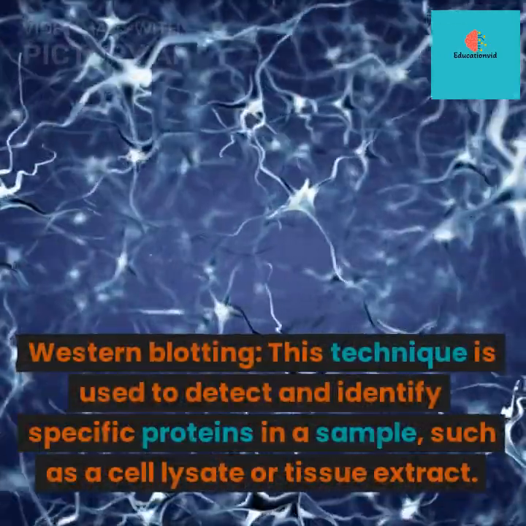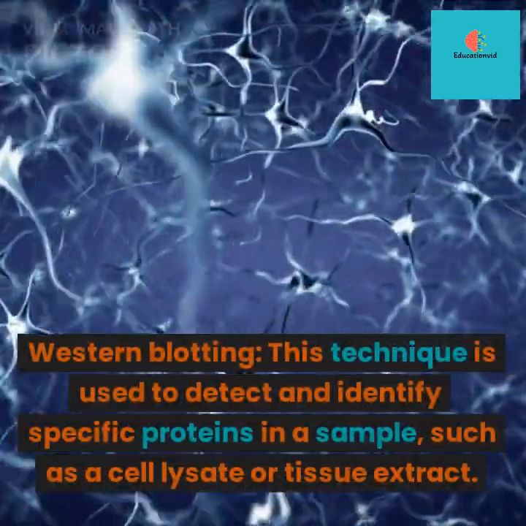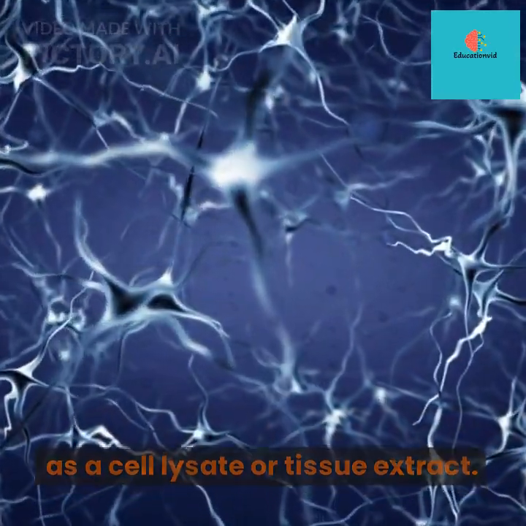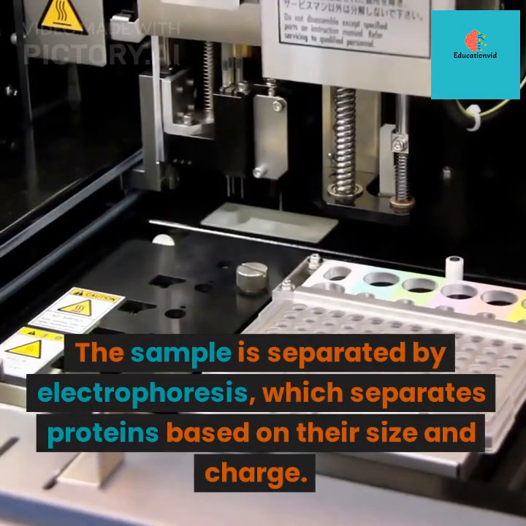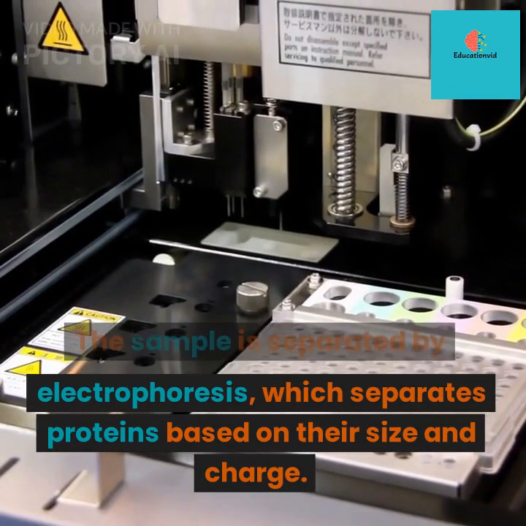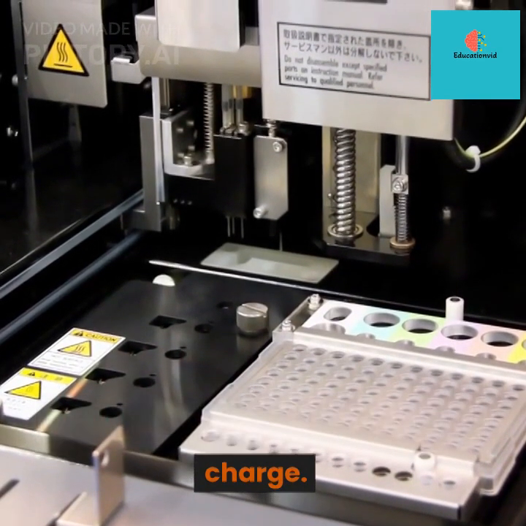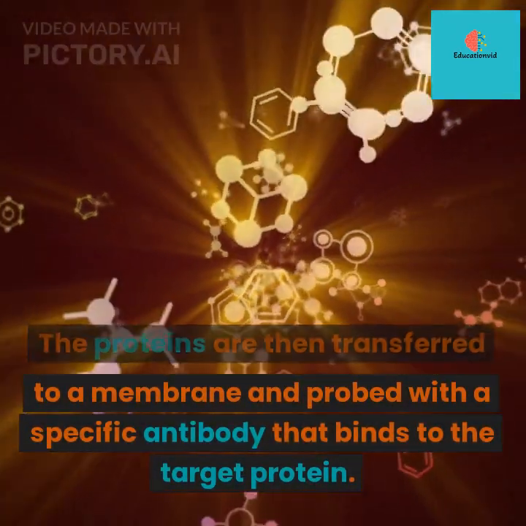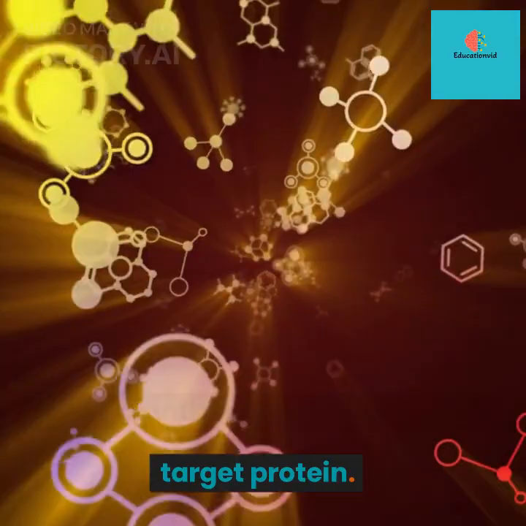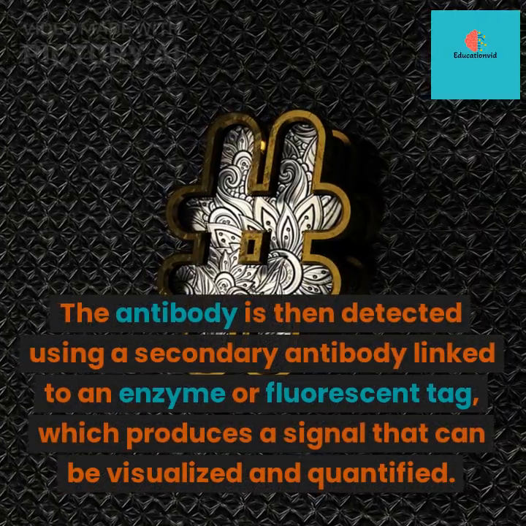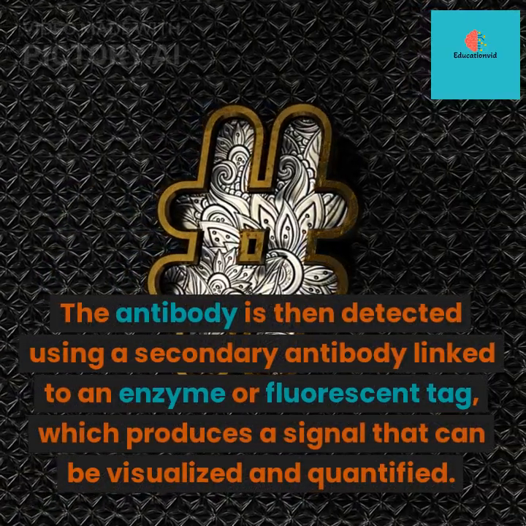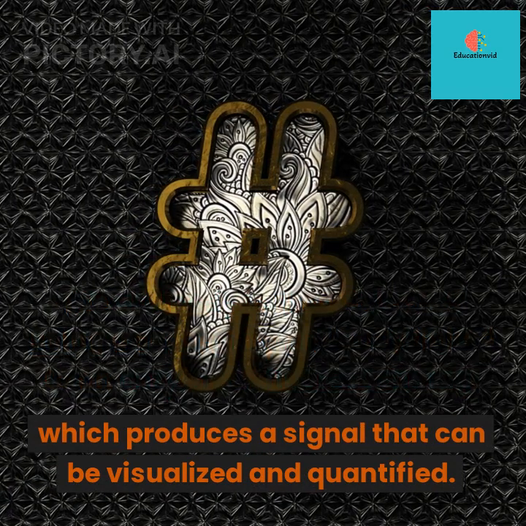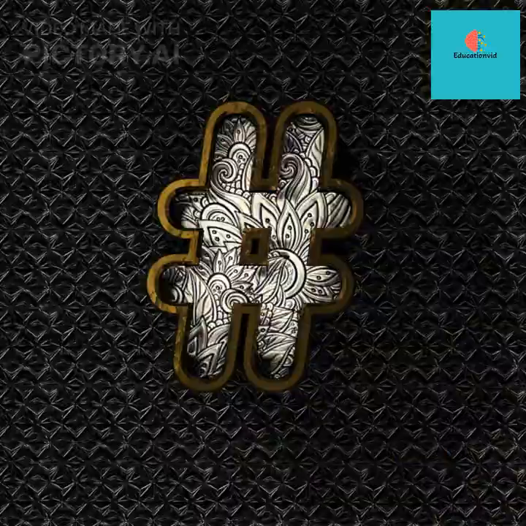Western blotting. This technique is used to detect and identify specific proteins in a sample, such as a cell lysate or tissue extract. The sample is separated by electrophoresis, which separates proteins based on their size and charge. The proteins are then transferred to a membrane and probed with a specific antibody that binds to the target protein. The antibody is then detected using a secondary antibody linked to an enzyme or fluorescent tag, which produces a signal that can be visualized and quantified.